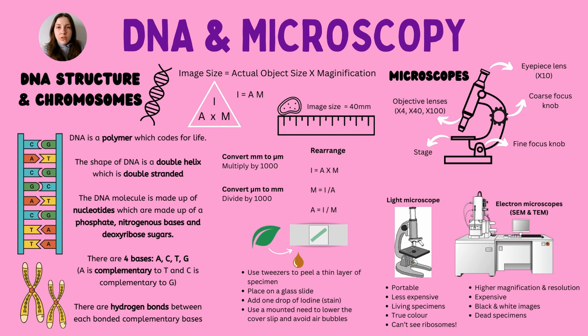If you wanted to observe a sample under the microscope, you would need to use a mounted needle to place a cover slip over the specimen after a very thin layer of the specimen has been applied to a glass slide. Be very careful to add a drop of stains such as iodine so you can view and observe the organelles within. And that mounted needle essentially is used to lower that cover slip to prevent air bubbles from forming as well.